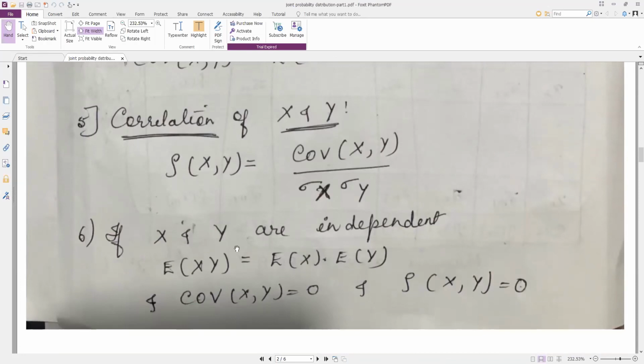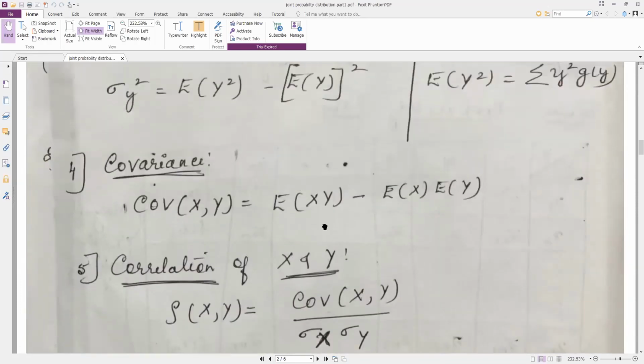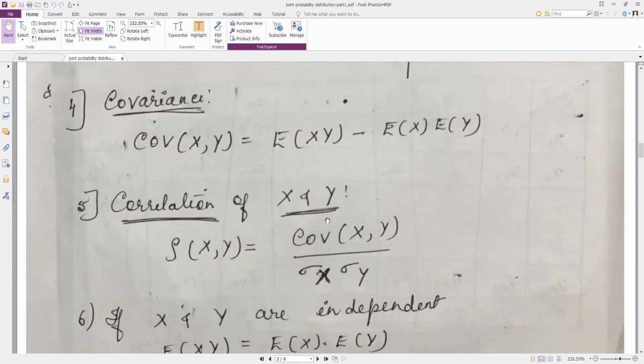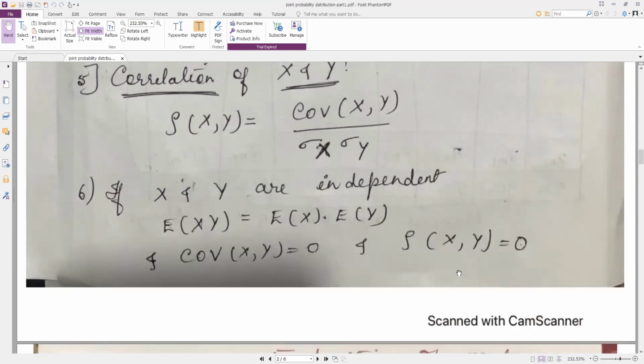Whenever x and y are independent, expectation of xy becomes expectation of x into expectation of y. So when you put it here, covariance of x comma y becomes 0. Once covariance becomes 0, what about the correlation? Correlation is also 0. So this is a very important condition. Whenever x and y are independent, covariance of x comma y is equal to 0 and correlation of x comma y is also equal to 0.